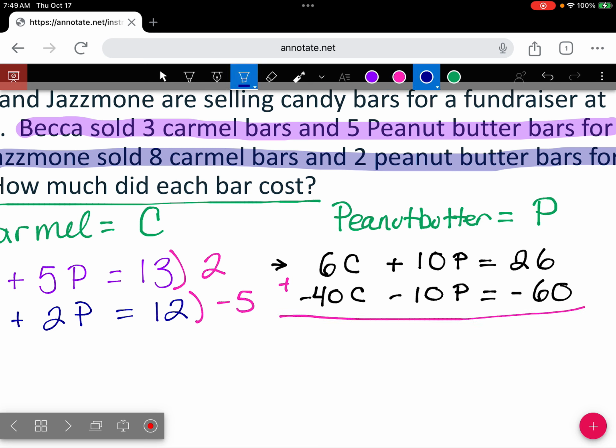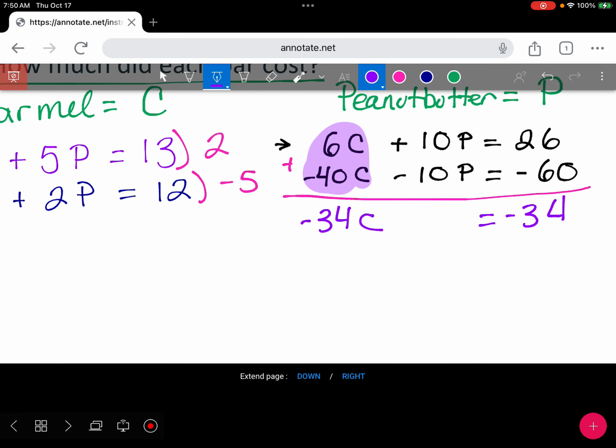All right, so now we're ready to add these two together. Adding in our columns, our 6c plus negative 40c is negative 34c. The 26 plus negative 60 gives us negative 34. And our 10p plus negative 10p cancels out. So what is the cost of a caramel bar? 1. Divide both sides by negative 34.